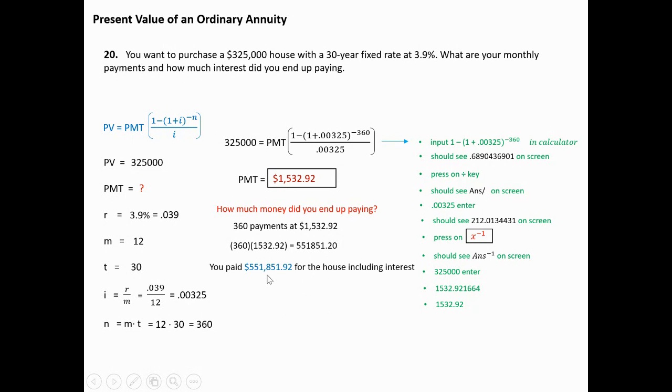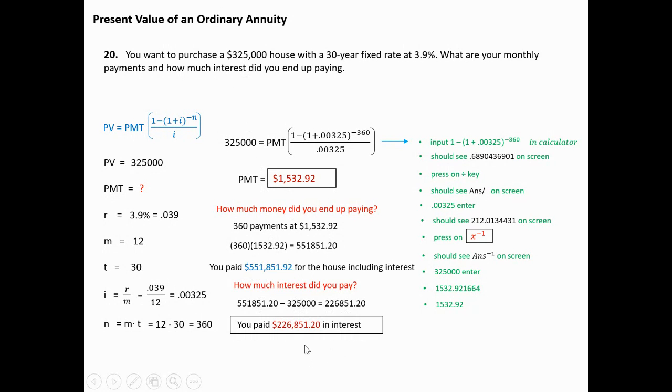So then, how much money did you pay extra for the house? We subtract the total amount minus the initial value of the house, which gave us $226,851.20. So you end up paying almost a quarter of a million dollars more in interest.